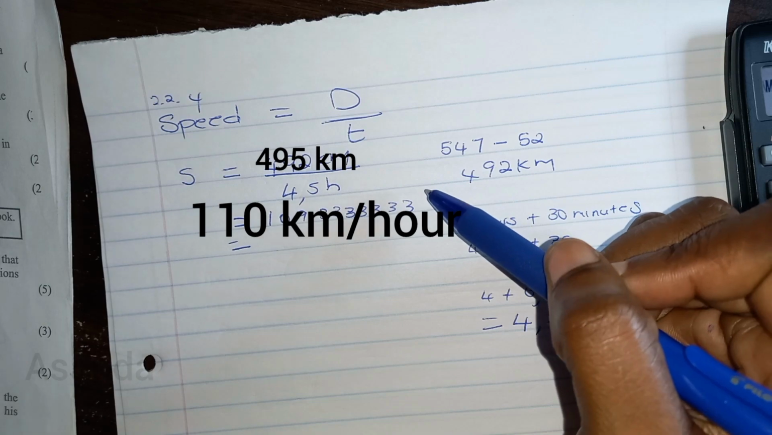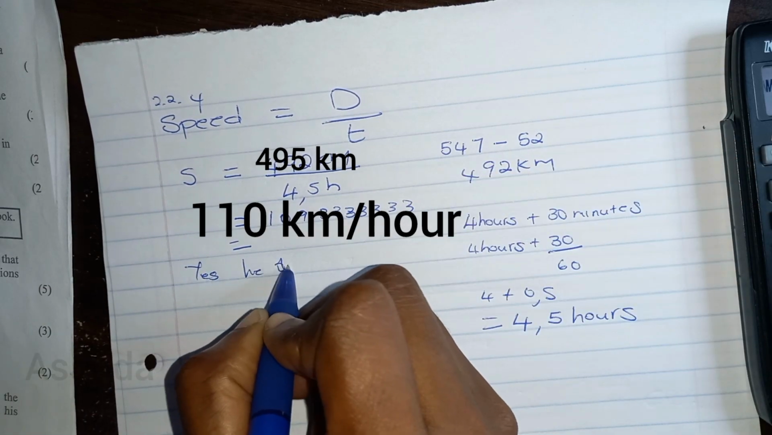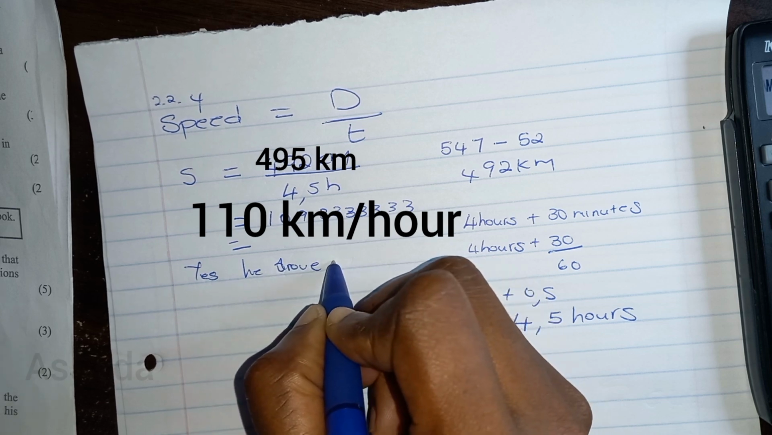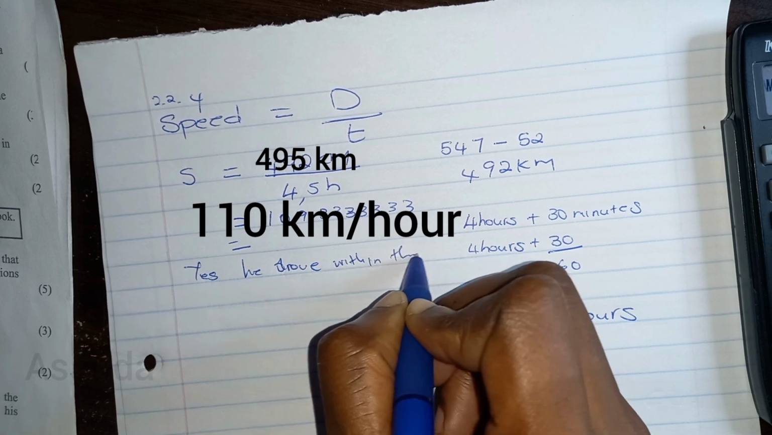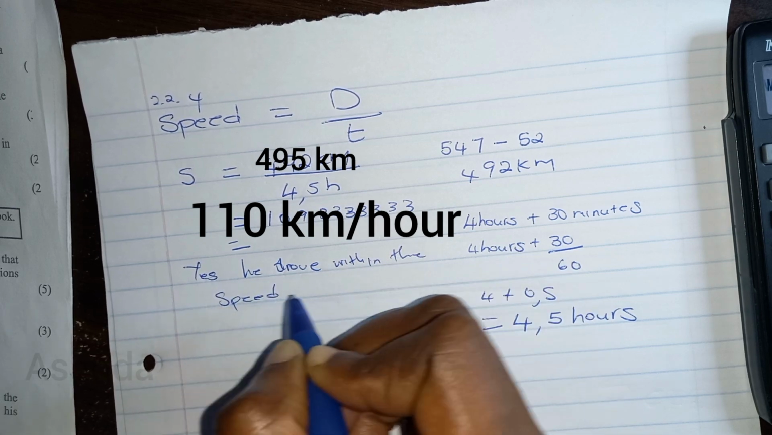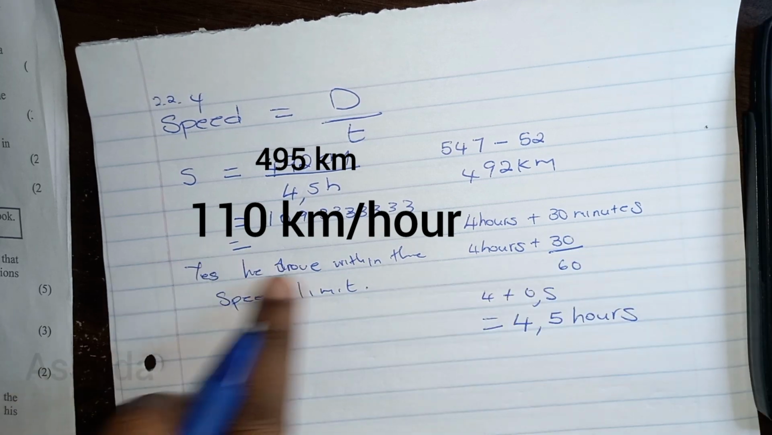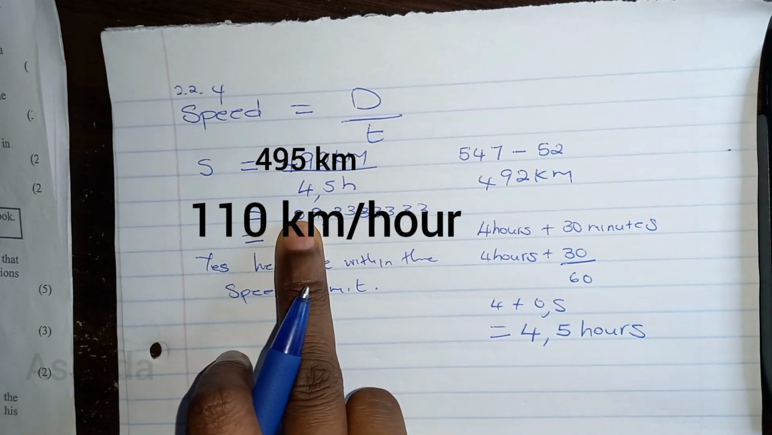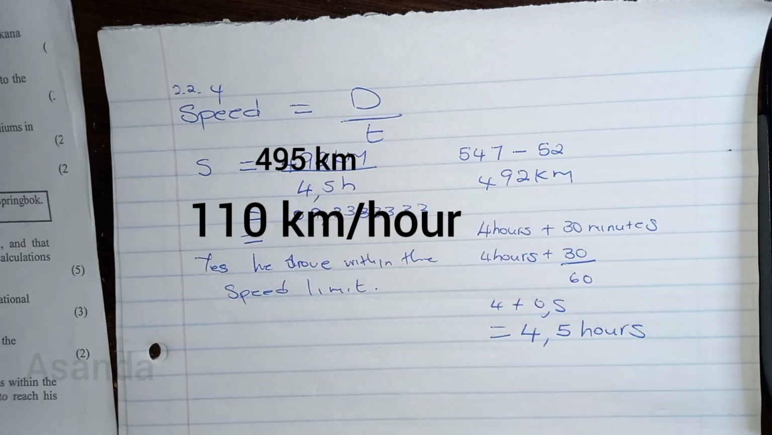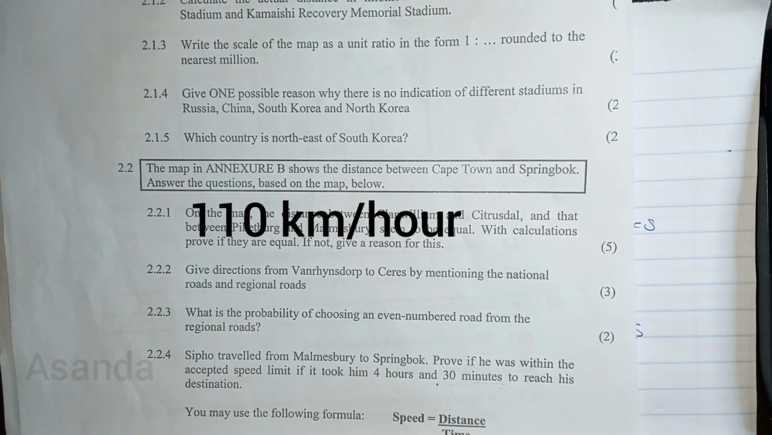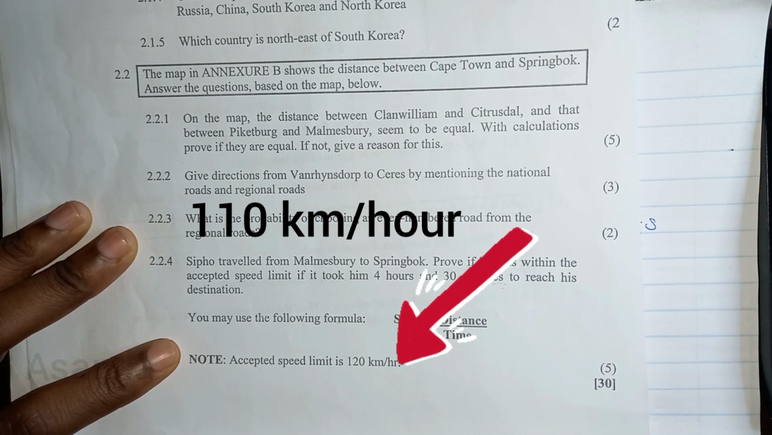Now we've checked the distance. We are now saying yes, he drove within the speed limit. His average speed was 109, so he drove around 109. He wasn't too far from it, and therefore he drove within the speed limit. Okay, next up is question 3.